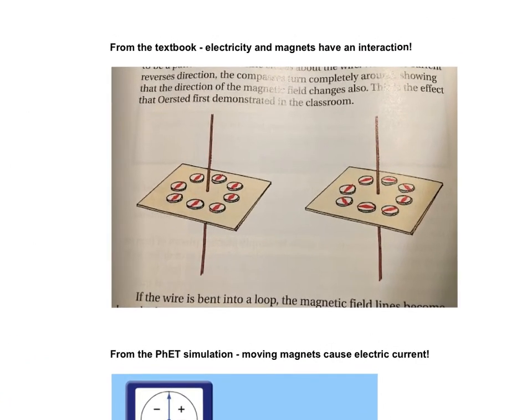Then we start to explore the interaction and the relationship between electricity and magnetism, and it's another one of those things you could study more in depth than what we will do. We're getting our first exposure a couple different ways. So this comes from your book.